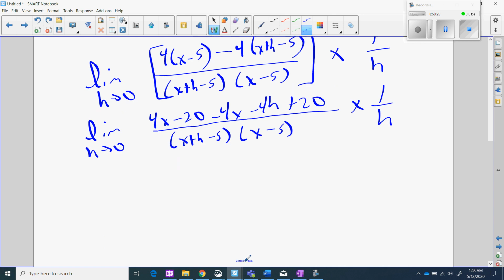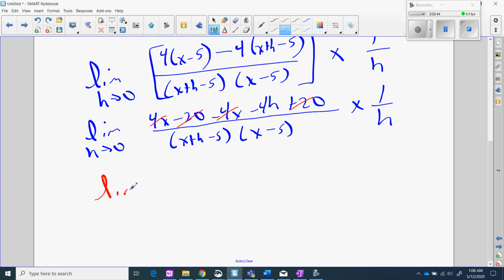So, room here. Let's see how this worked out. Anticipate what should happen. Everything should cross out except the ones with h's in them. 4x, take away 4x. Beautiful. Negative 20 plus 20. Wonderful. The only thing left is negative 4h.